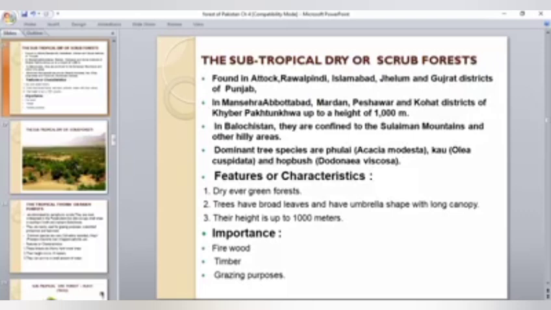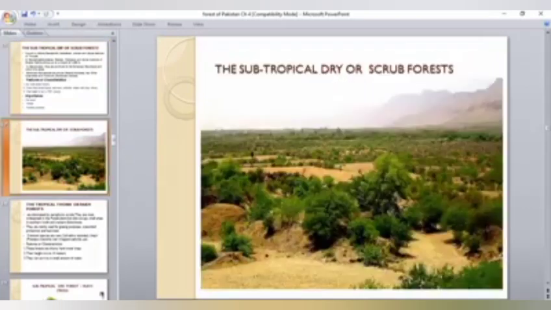Features or characteristics: dry but green forest. Trees have broad leaves and have umbrella shape with long canopy. Their height is up to 1000 meters. Importance of these trees: used as firewood, timber, and for grazing purpose. This is a picture of subtropical dry or scrub forest, found mostly in the plain areas of Pakistan.